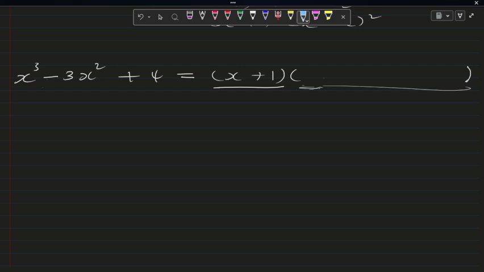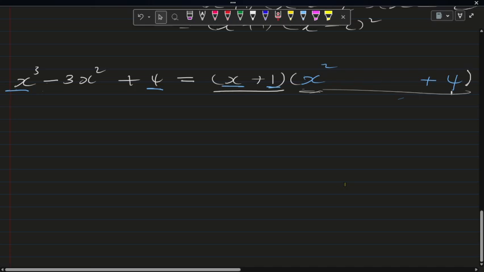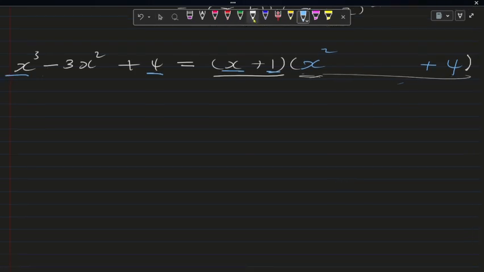So the first thing that we do is we ask ourselves, Uguchi, what do I need to multiply x by in order for me to get x cubed? Then the answer is very simple. We need x squared. And the following question is very simple as well. We ask ourselves, Uguchi, what do I need to multiply positive 1 by in order for me to obtain positive 4? And the answer is very simple as well. We need positive 4 to do that.